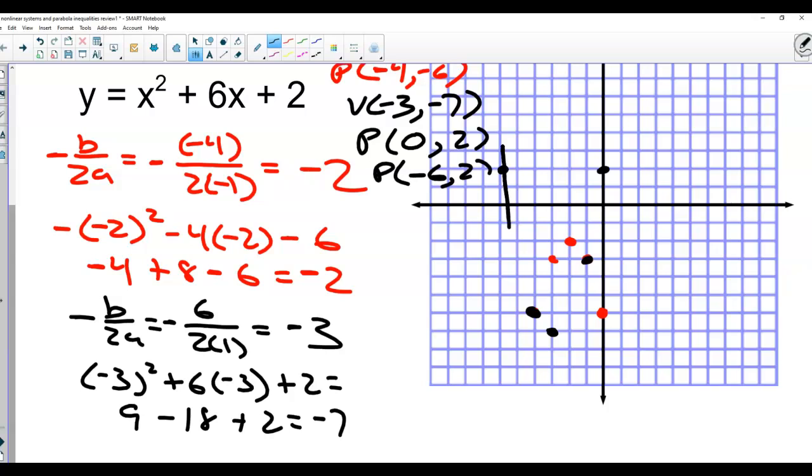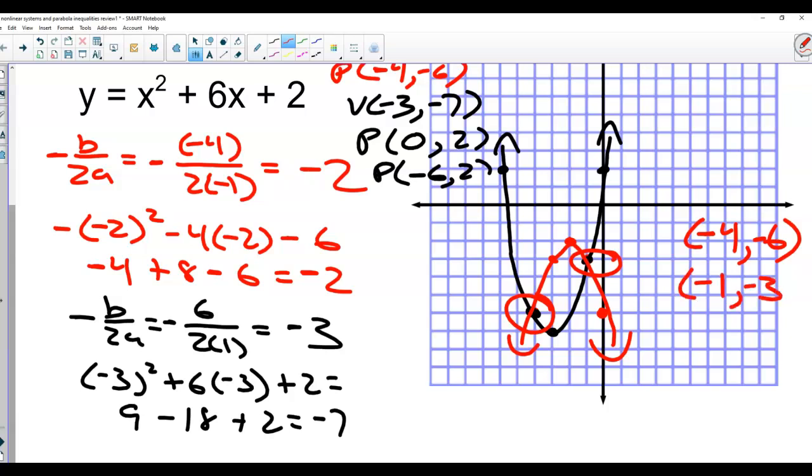And from there, you want to graph your parabolas. And you're going to point out your points of intersection. Negative 4, negative 6. Negative 1, negative 3. And that's going to be your answer.